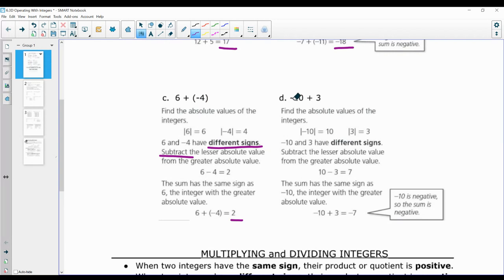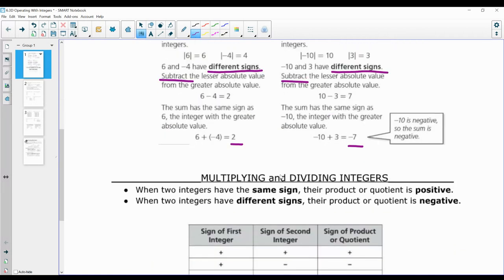This other problem, we have -10 plus 3. There's more negatives, so my answer is going to be negative, and I subtract them. 10 minus 3 is 7. So the answer is -7. Different signs, remember, you're going to be subtracting.